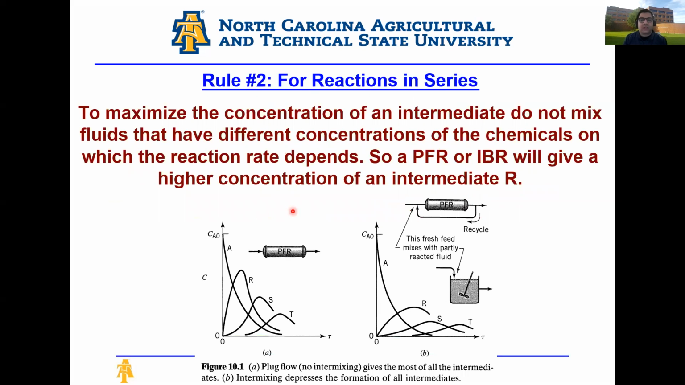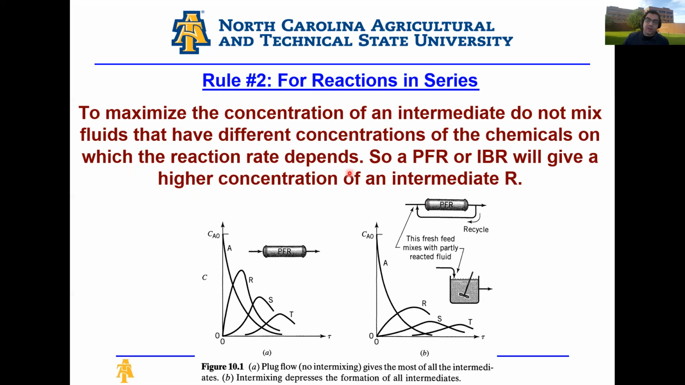Rule number 2 is for reactions in series. To maximize the concentration of an intermediate, you should not mix fluids that are at different states of conversion. We discussed this a couple of weeks ago, where basically if you want to maximize the concentration of an intermediate and you have reactions in series, you don't want to mix fluids that have different concentrations of the chemicals on which the reaction rate depends, right? So I don't want to mix streams which are at different states of conversion.